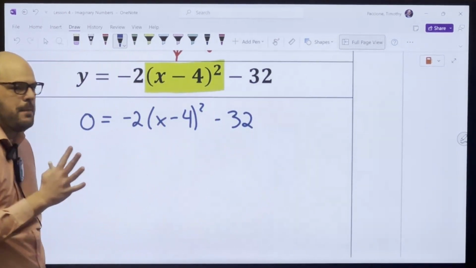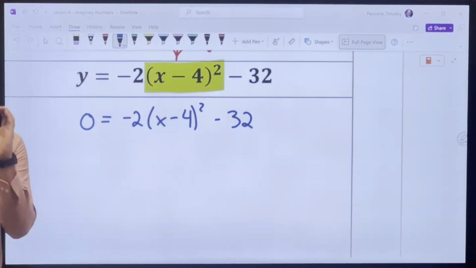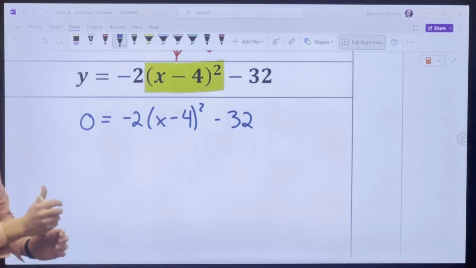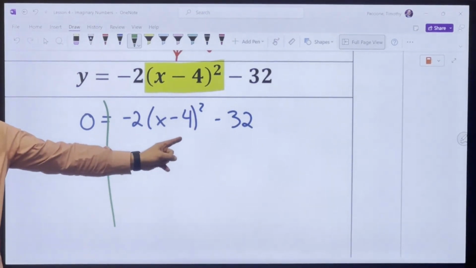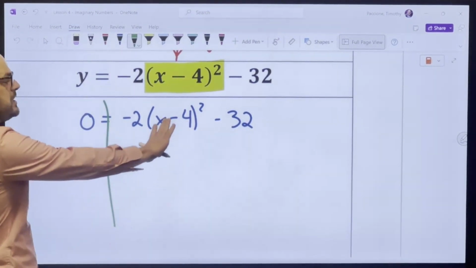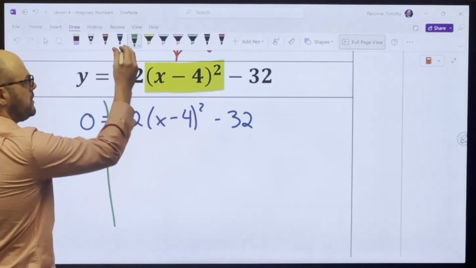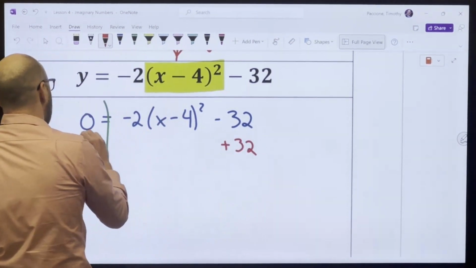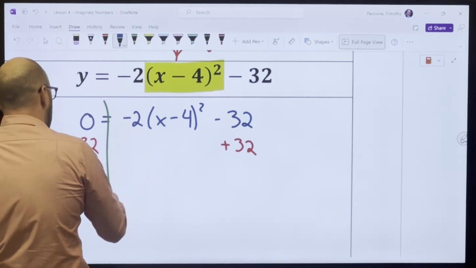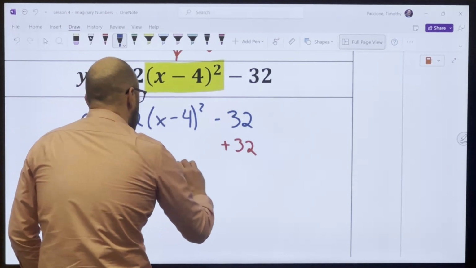Now, what are we trying to get by itself? We're not trying to change its form. We want x minus 4 squared to stay, and we want everything else to move to the other side. So just like if this was x squared, I'm going to do the same movements. I know it's x minus 4 squared, but still, I think of it as this thing I'm trying to get by itself. So what should I do first? Add 32, just like I did on the other side, I moved the number to the other side. And I get 32 equals negative 2 times x minus 4 squared.